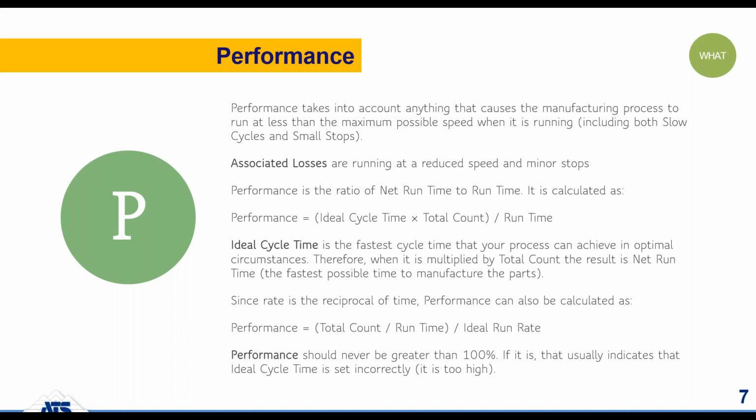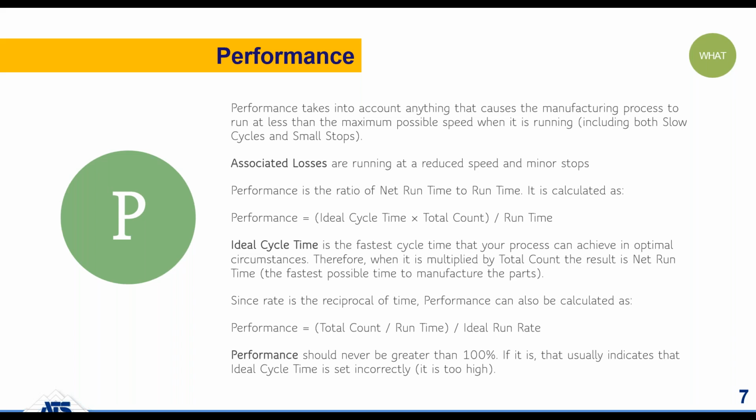So ideal cycle time is the fastest cycle time that your process can achieve in optimal circumstances. Therefore, when it is multiplied by the total count, the result is the net runtime, right? The fastest possible time to manufacture the parts. So performance is equal to the total count divided by the runtime, that is, net runtime divided by runtime.